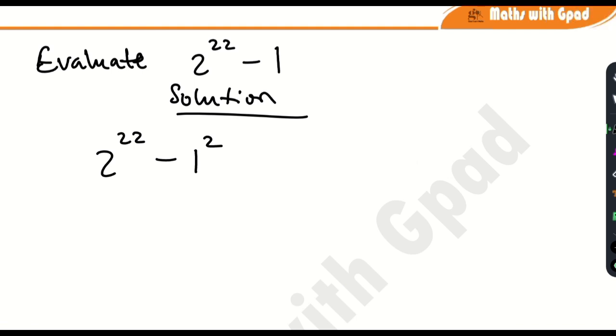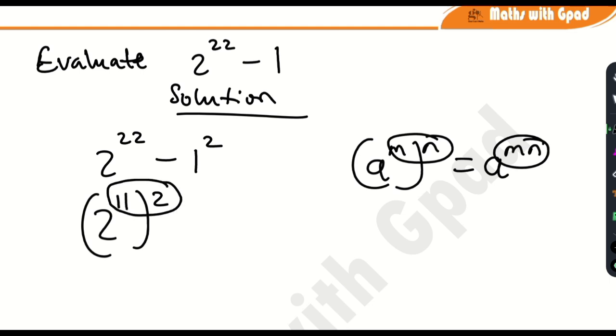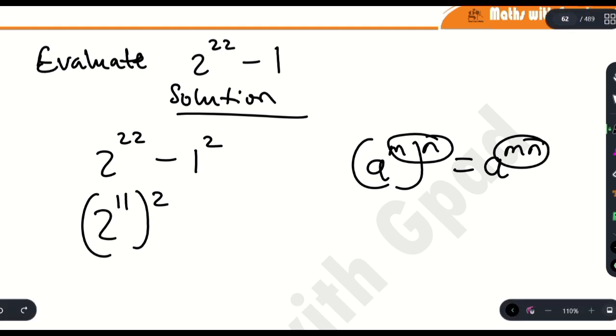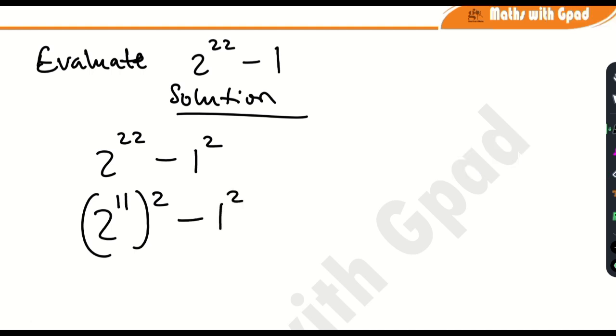Okay, let's do that. So I'm going to write it as 2 raised to the power 11, and then squared. Because from one of the laws of indices, if you have a raised to the power m, bracket n, this is also a raised to the power mn. So these exponents will multiply. If you multiply 11 and 2, it gives you back 22. You see? All right. So I've not changed anything, I just reordered. So let's now write this here as minus 1 squared. Can you see a squared here and a squared here?